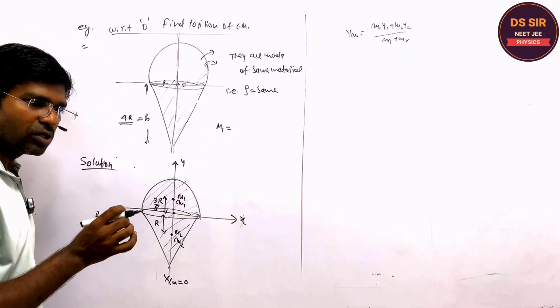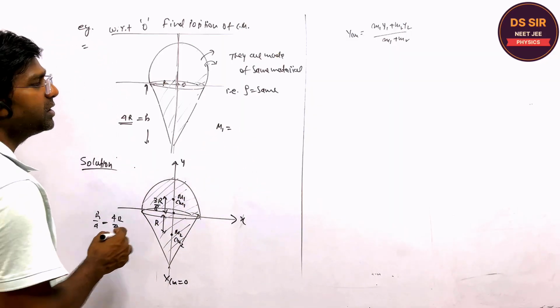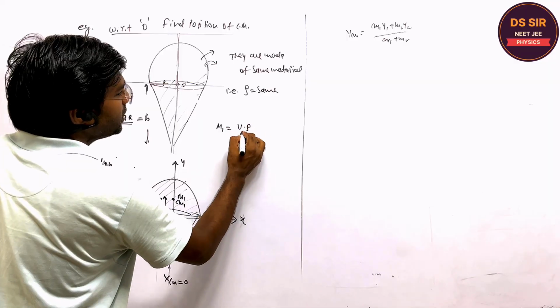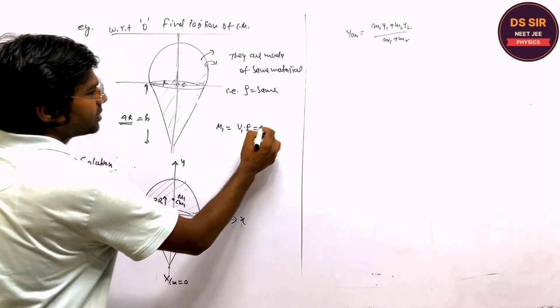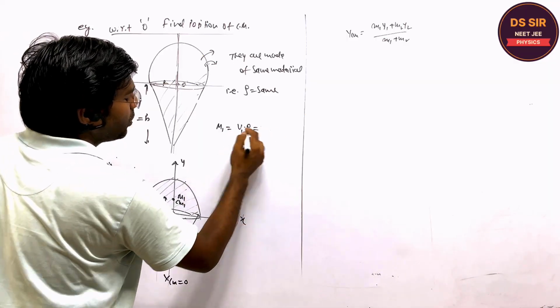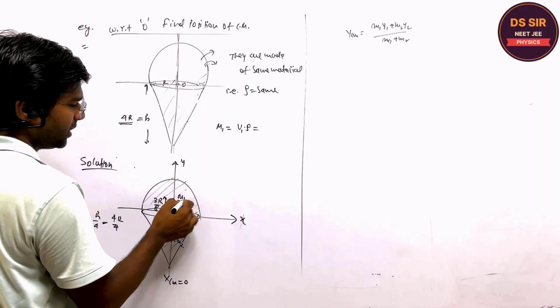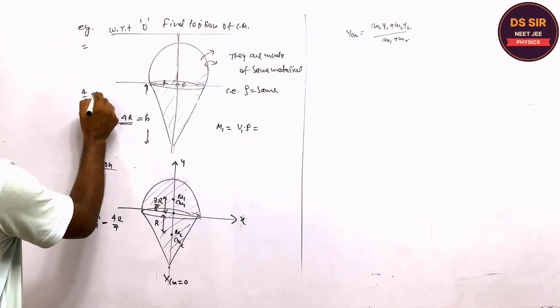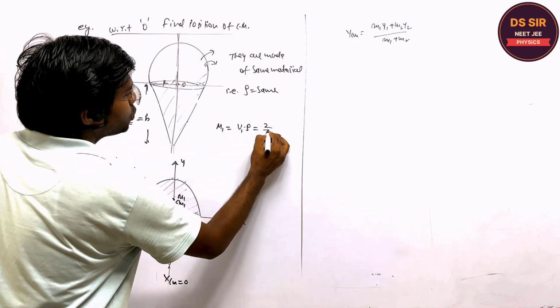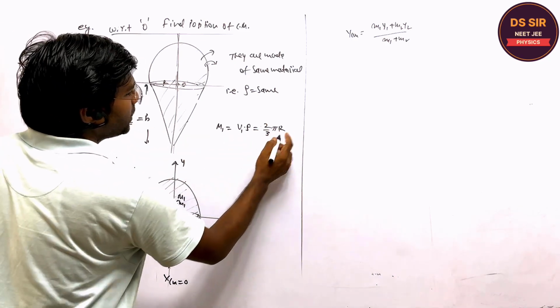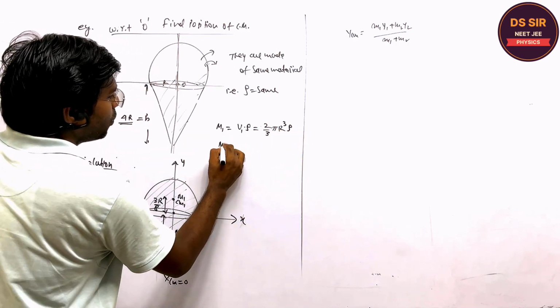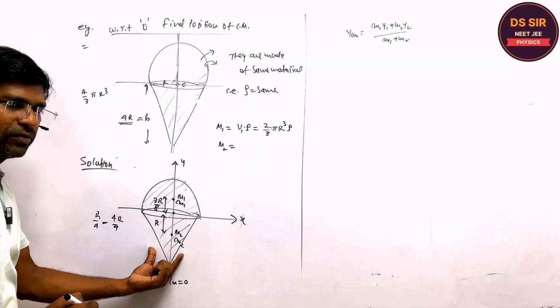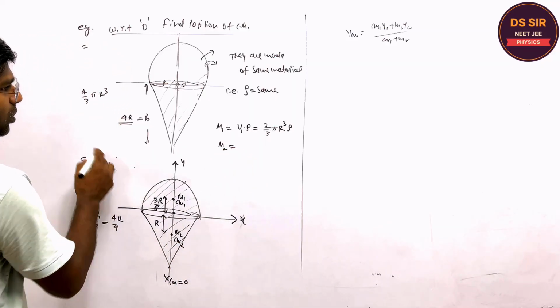Now before applying that formula, what is m1? The mass of the solid hemisphere. What is that? Mass is equal to volume into density. So what is the volume of this? The volume of the sphere is 4 upon 3 pi r cube, so this is 2 by 3 pi r cube into density. What is the volume of this cone?